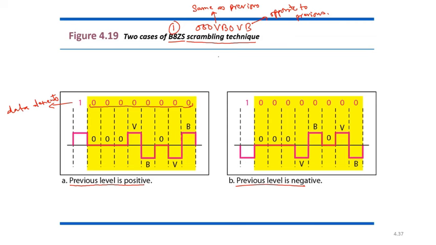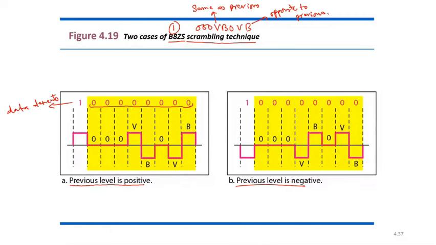Okay, so by doing that, the advantage will be, if we are going to do this, first of all, no DC components. So this is positive, this is positive, this is positive, this is negative. So positive, negative, overall, it is going to replace the DC component. So the DC component becomes zero.